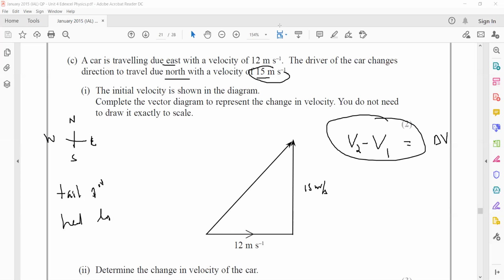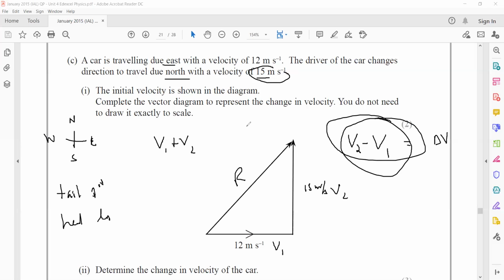But this resultant is not correct. Why is this resultant not correct? This is V1, velocity 1, and this is velocity 2, so this resultant is V1 plus V2. But in the question, we need the change in velocity. We need V2 minus V1. So how will I get V2 minus V1? Is it clear up to this point?